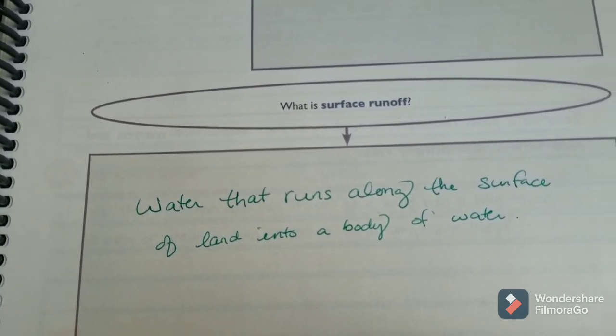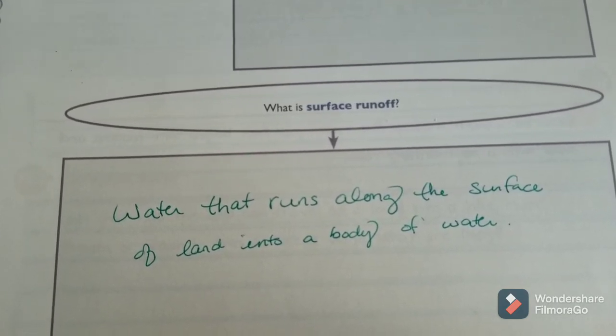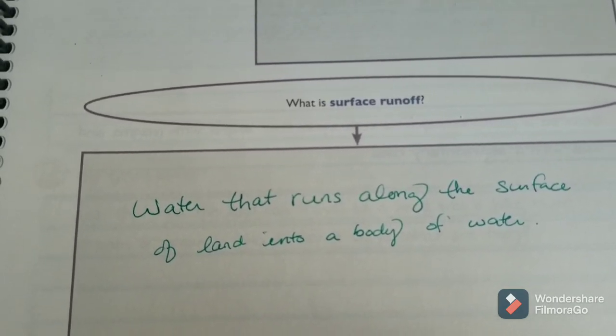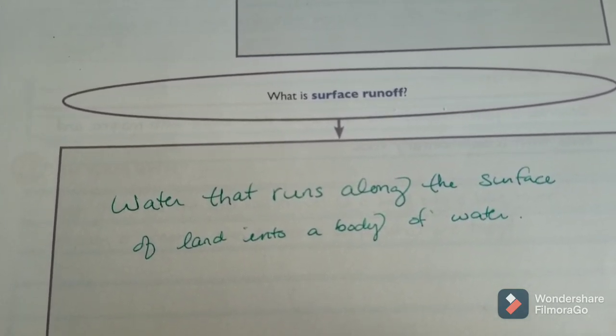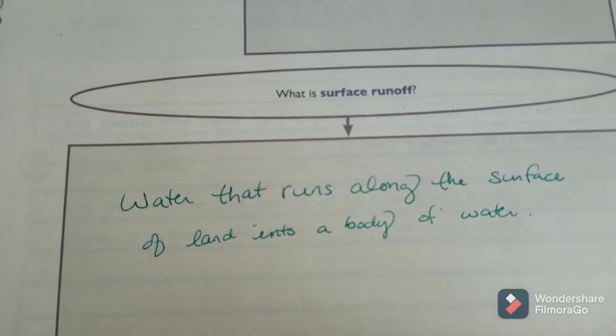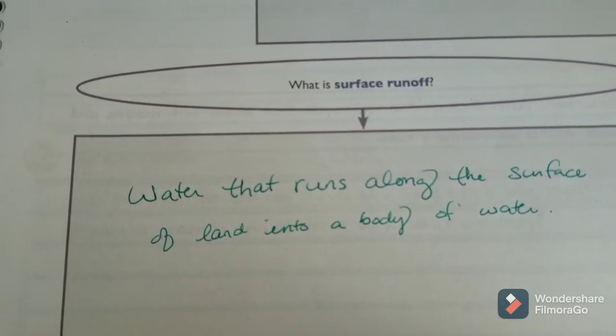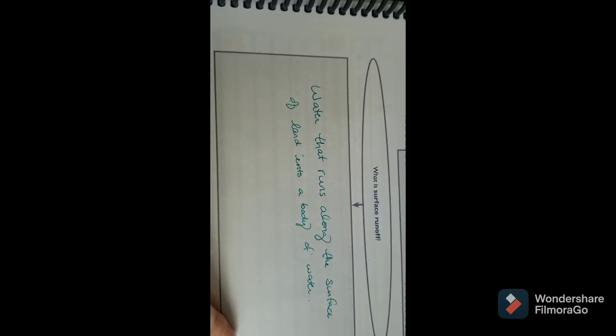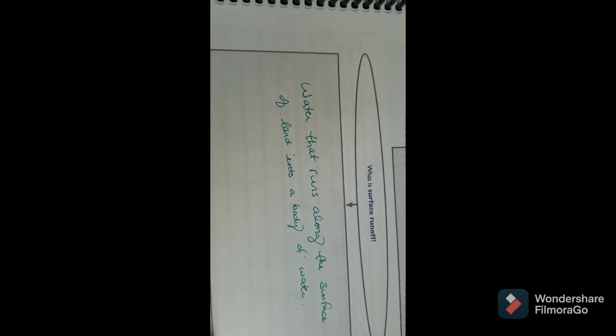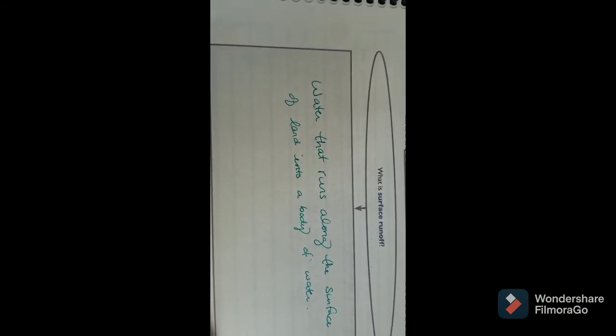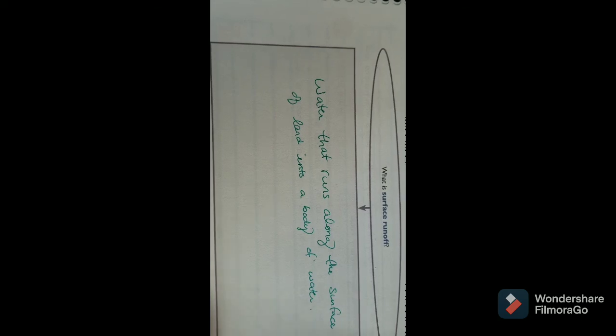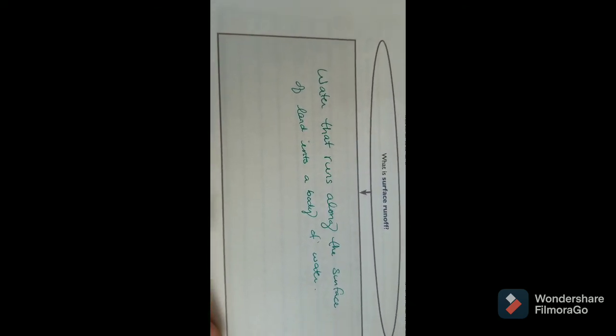All right, what is surface runoff? This is just a good, very grown-up term to know. Surface runoff is water that runs along the surface of land into a body of water. So not all of it gets absorbed back. Sometimes some of it just rolls along the ground, and with gravity rolls down into a creek or a lake or a river or back into the ocean.